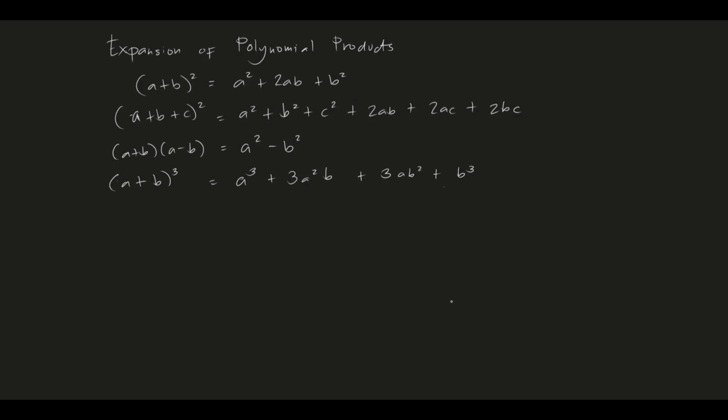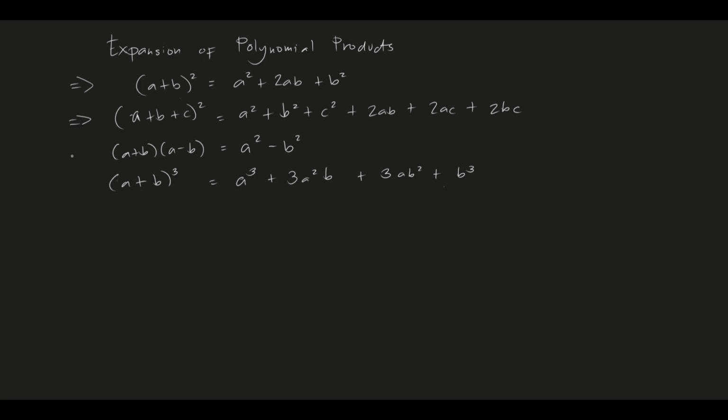So we have here formulas that we need to memorize or familiarize ourselves with about the expansion of polynomial products. The first formula is the quantity of a plus b, quantity squared, which is equal to a squared plus 2ab plus b squared. And the second formula is, if we have a plus b plus c, close quantity, squared, we have a squared plus b squared plus c squared plus 2ab plus 2ac plus 2bc.